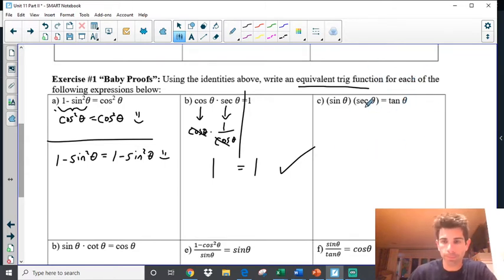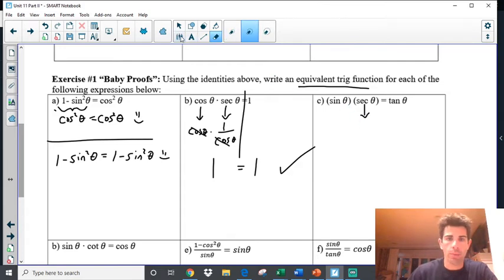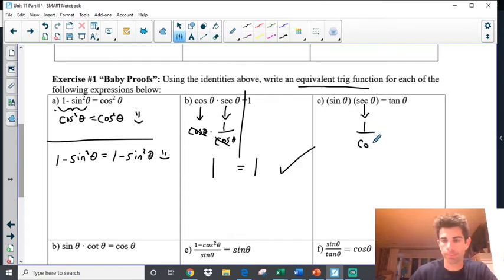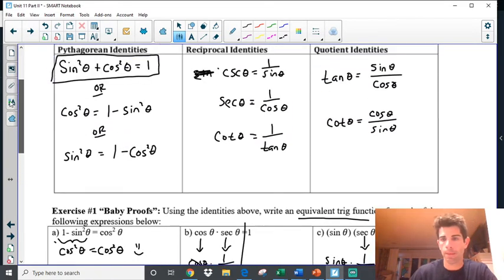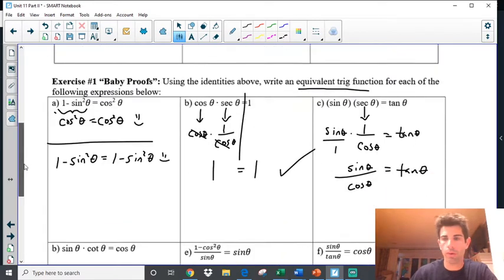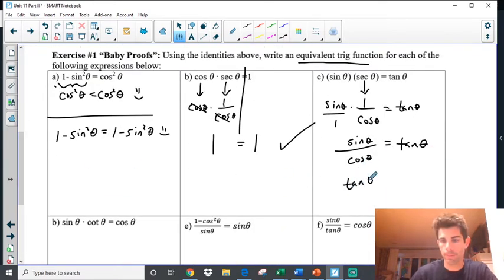Let's try this one. Secant theta, again, is the same as 1 over cosine theta. And then we'll leave the other one of sine theta. And that's equal to tangent theta. Now, if I go ahead and multiply these, sine theta times 1 is sine theta. And 1 times cosine theta is cosine theta. And if you looked at what we wrote up here, tangent is equal to sine theta over cosine theta. So you can turn this into that, and then the two are equal.